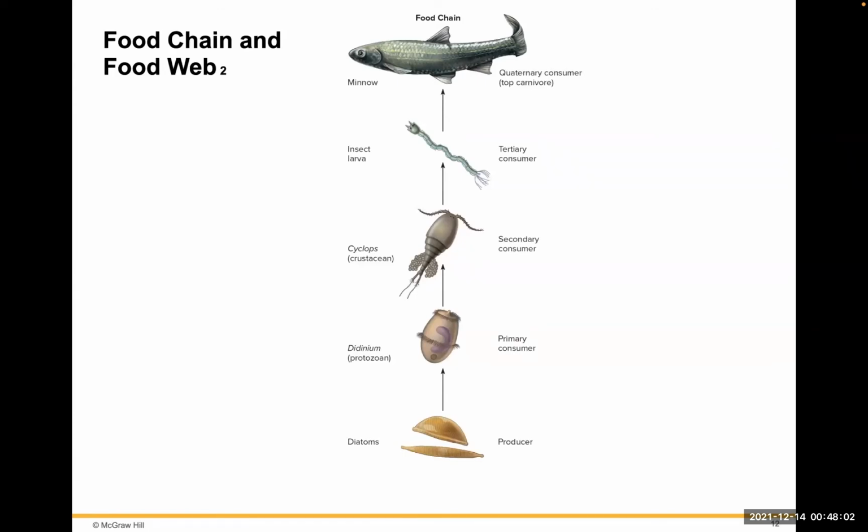Protozoans feed on that. Secondary consumers feed on the protozoans. Insect larvae feed on the secondary consumers, and then the minnow, as a quaternary consumer, feeds on the tertiary consumer. So it goes up and up and up, and then we feed on the fish. Okay, so that's a simplistic food chain.